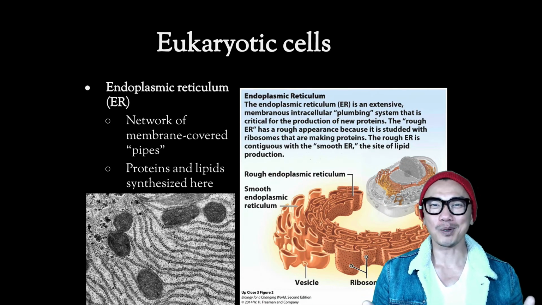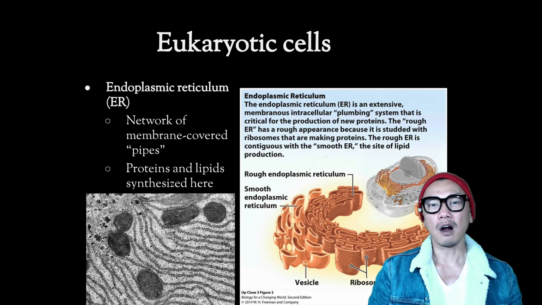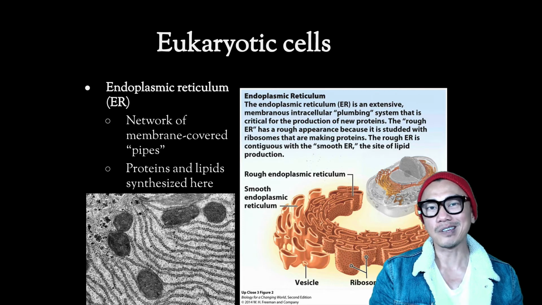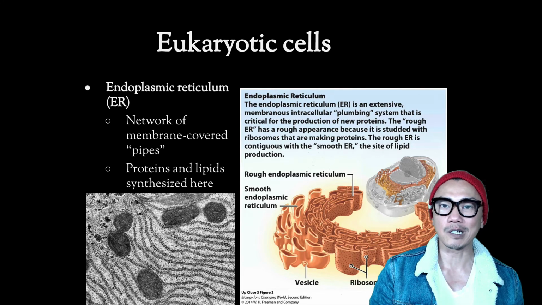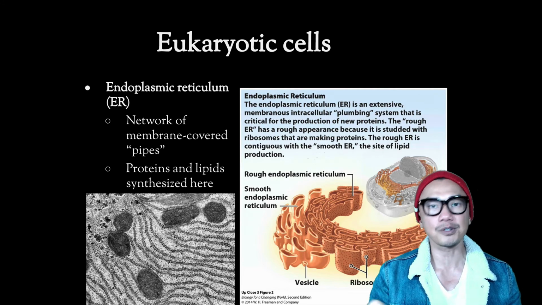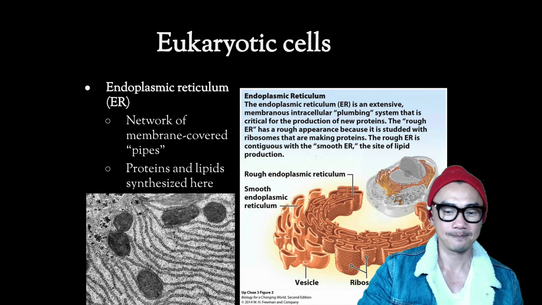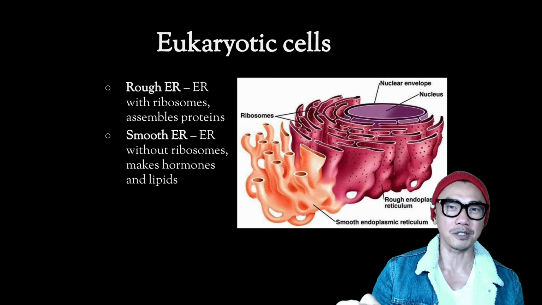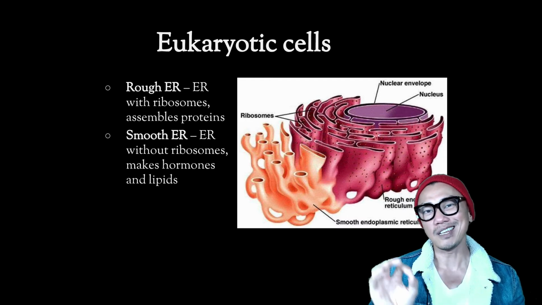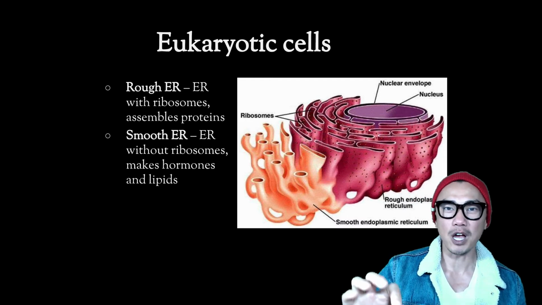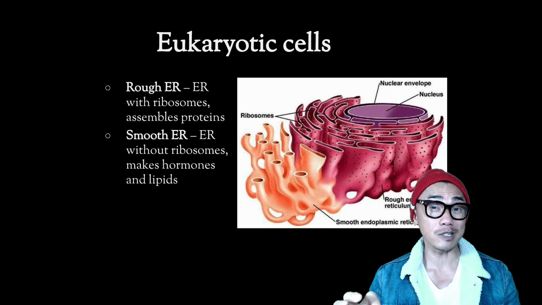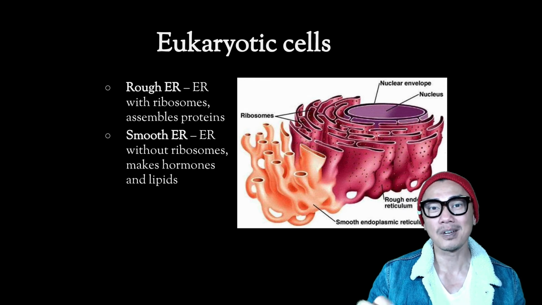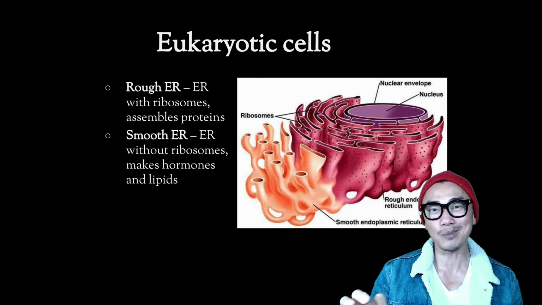The endoplasmic reticulum, or ER, are the highways or the pipes of the cell. Proteins and lipids are synthesized here and then directed towards their final destinations. There are two types of endoplasmic reticulum. Rough ER is ER that has ribosomes. This is where proteins are made. Smooth ER does not have ribosomes. This is where hormones and lipids are made.